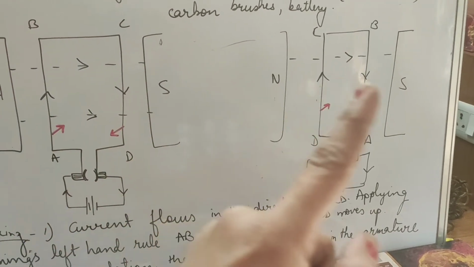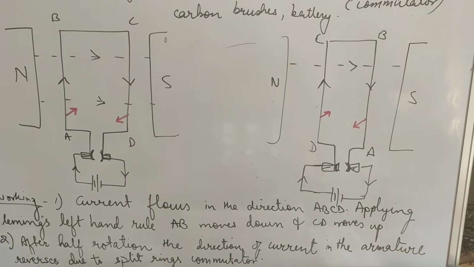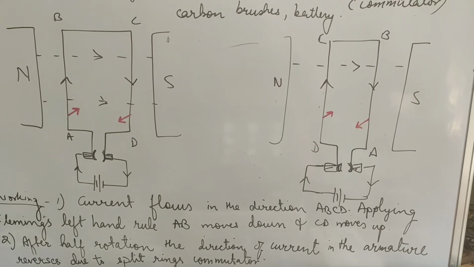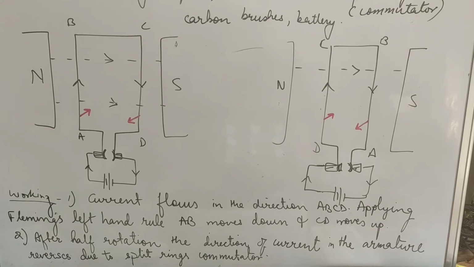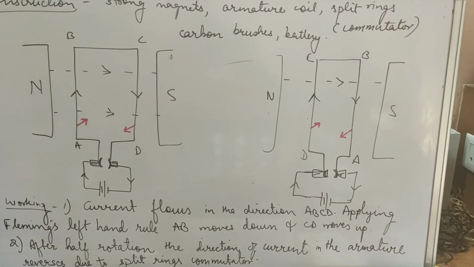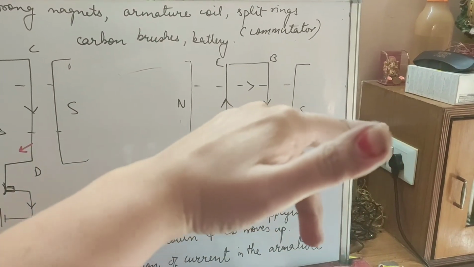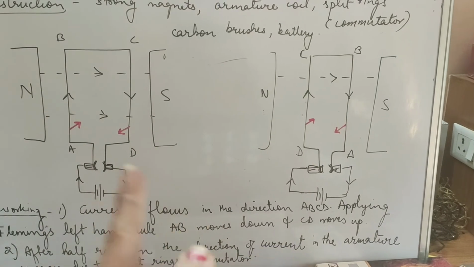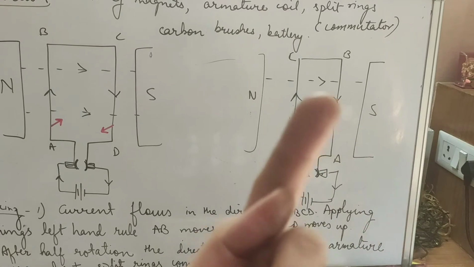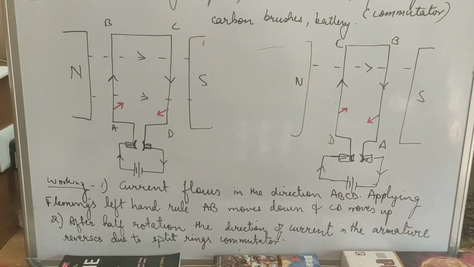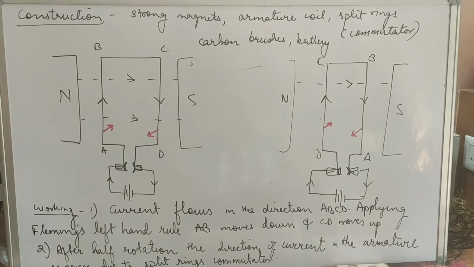Okay, so after half rotation they'll swap their positions. CD will come in place of AB and AB will take the place of CD. So the current direction after half rotation will reverse in the armature. This is due to the split rings commutator. Now again applying Fleming's left hand rule, this time branch CD will move in and AB will move out. So this rotation will continue, AB moving in, CD moving out, and when their directions flip, CD moving in, AB moving out. The rotation direction will remain the same as long as the current in the circuit is there. So that is how a motor works.